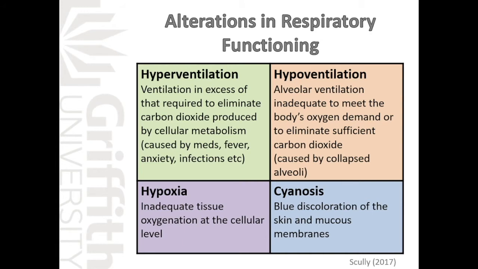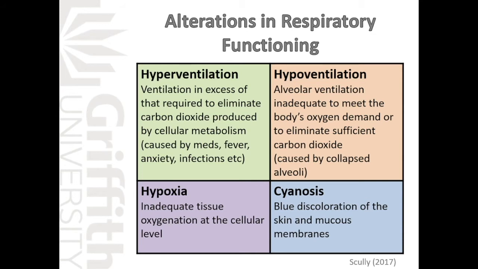So the first one, hyperventilation, is the excessive ventilation which is well above what the body needs to eliminate carbon dioxide. That's often caused by things such as anxiety, infections, drugs, acid-base imbalance, fever, or even aspirin poisoning. And the issue there with hyperventilation, when we're breathing too much carbon dioxide out, carbon dioxide is one of the regulators of our breathing, and if we breathe off too much carbon dioxide, that might have larger consequences for our breathing overall.